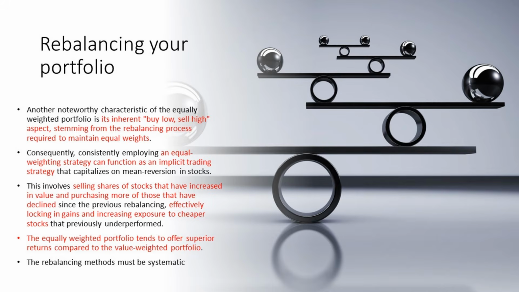Now, one of the things that we looked at quite a bit was how to rebalance a portfolio. And for those of you that are familiar with our Quantigence strategy, you'll know that this is one of our to-dos, to figure out a rebalancing method that's systematic. So another noteworthy characteristic of an equally weighted portfolio is its inherent buy low, sell high aspect, stemming from a rebalancing process that's required to maintain equal weight. So you may add all those stocks to your portfolio. If you're using dollar cost averaging, it'll change over time, and you can actually adjust your contributions based on that.